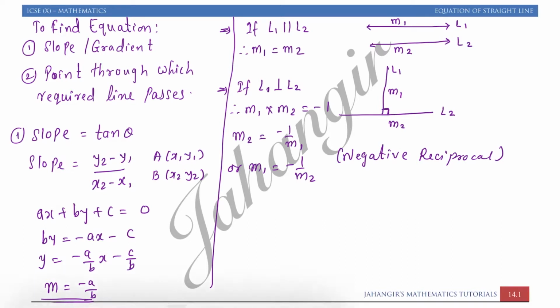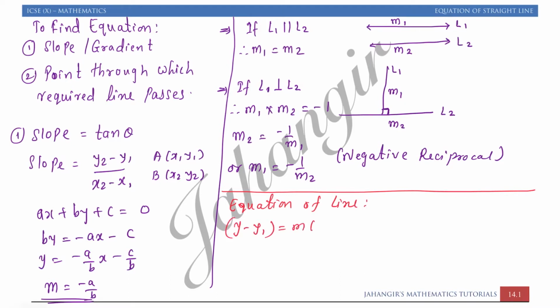Now once you get the slope, you have to search for the point through which the line passes. Once you get that, you can find the equation of the line using the formula y minus y1 is equal to m into x minus x1. Most of the cases we are going to use this formula.